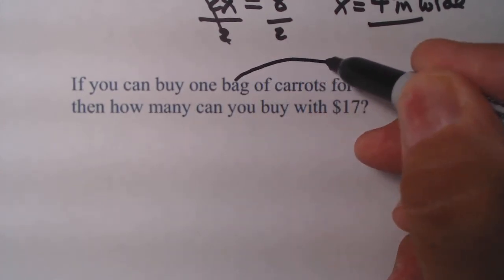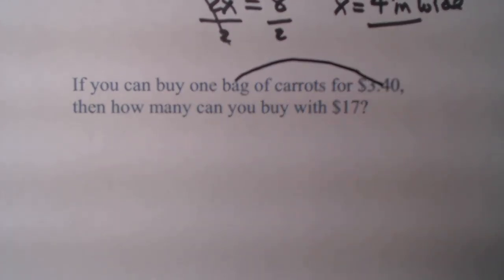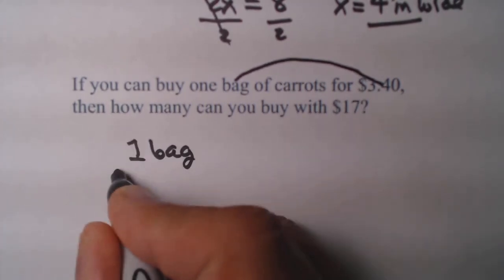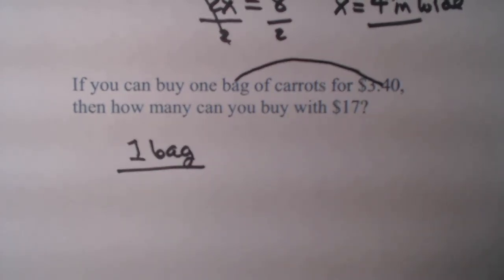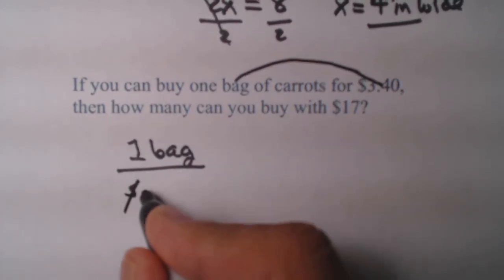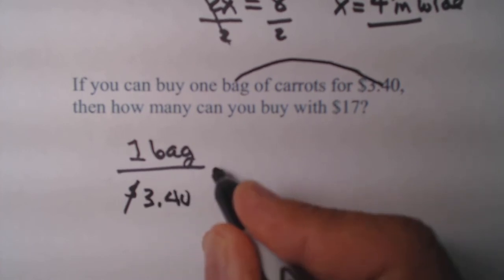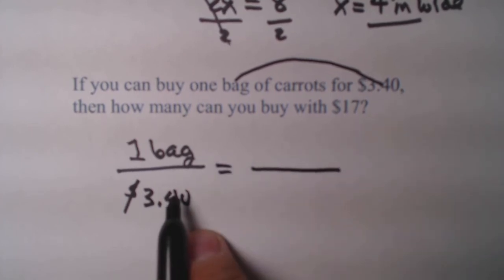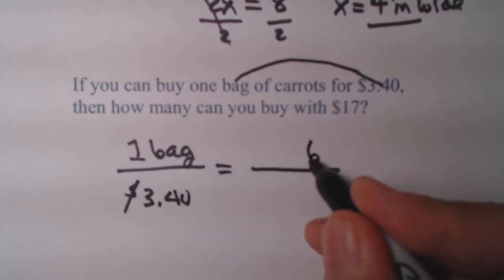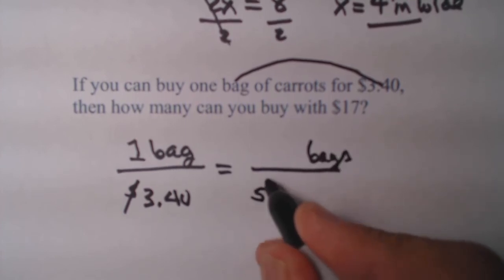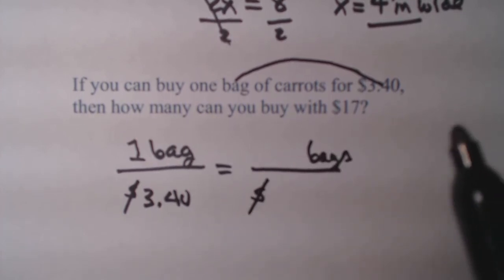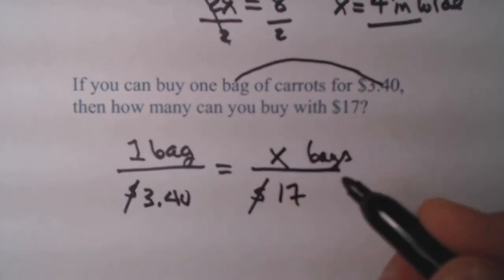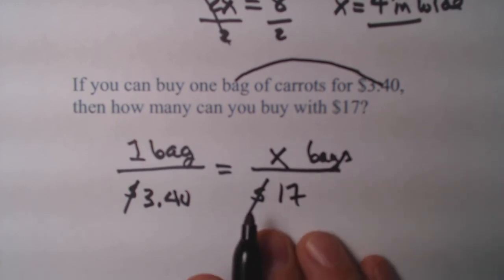Okay, well, the one thing we know is that one bag equals $3.40. So let's just set up our first fraction that way. Okay, and again, you can put whoever you want on top. So I usually take the first guy and just put him on top and the second guy on the bottom. But then be very careful how you set up the second fraction. This is what's critical here. We have to have the number of bags upstairs and the dollars downstairs. Okay, well, it says we've got $17 and we don't know how many bags, so that's what we want to find out. So here it is.